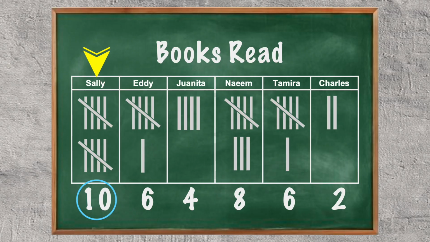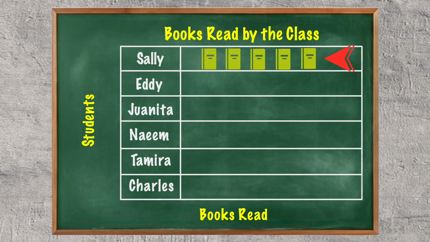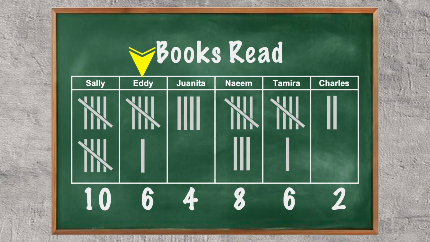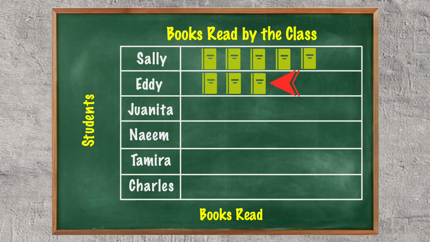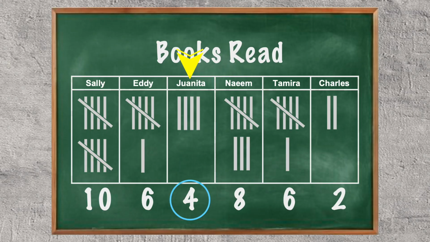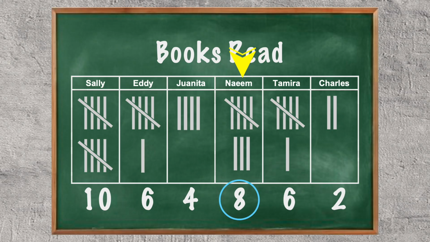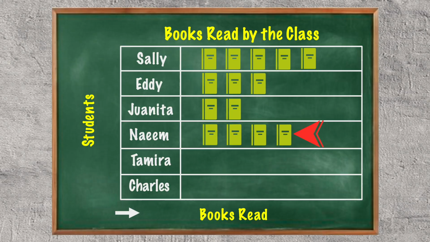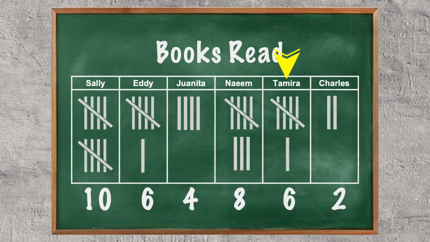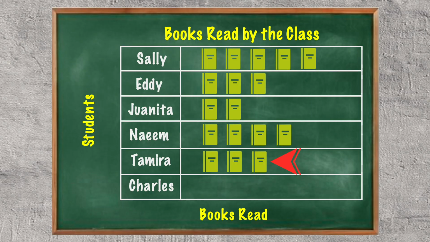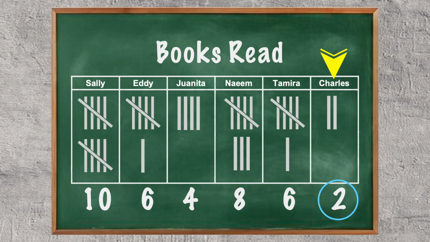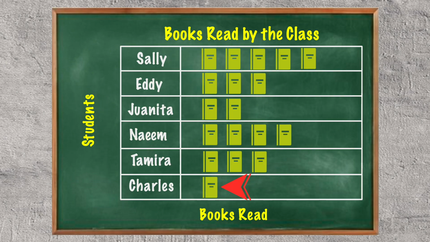Sally read 10 books. She gets 5 book pictures. Eddie read 6 books. He gets 3 book pictures. Juanita read 4 books. She gets 2 book pictures. Naeem read 8 books. He gets 4 book pictures. Tamira read 6 books. She gets 3 book pictures. And Charles read 2 books. He gets 1 book picture.